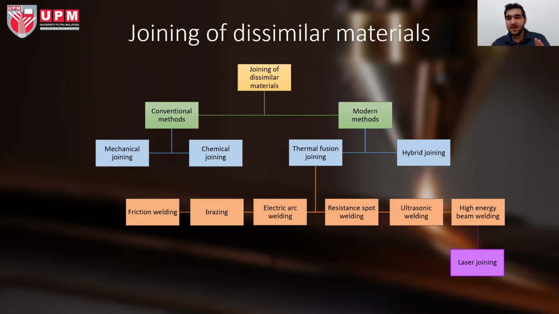So from this graph, we can see that laser joining is one of the more modern and more recent methods, and it actually holds a lot of weight on its shoulders. It's taking a lot of prestige among all these different components, and we're going to talk about why this method is not only useful, but actually better in comparison to these other methods.